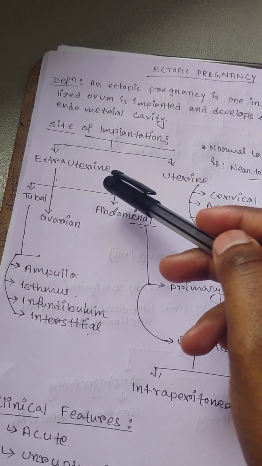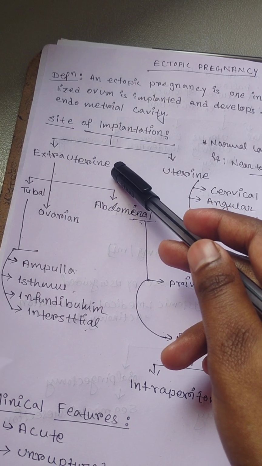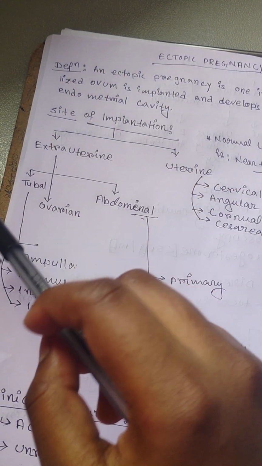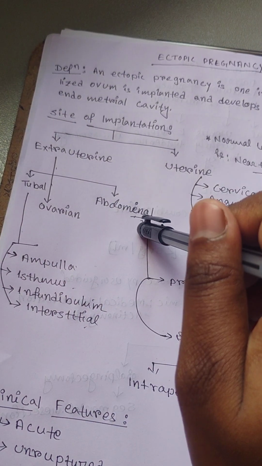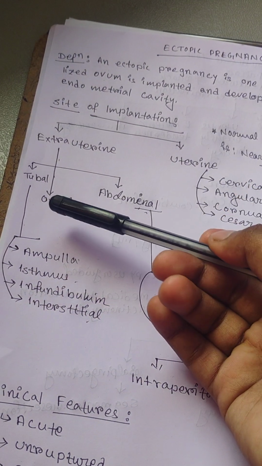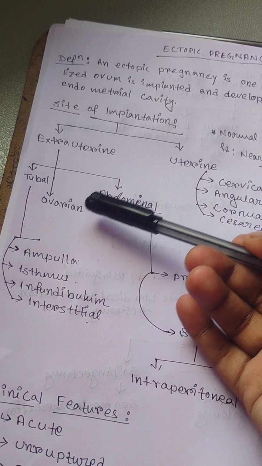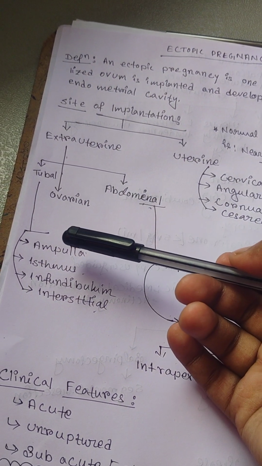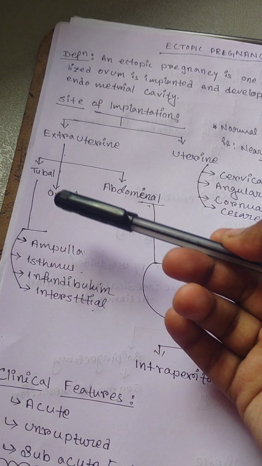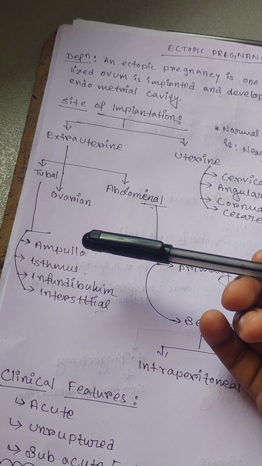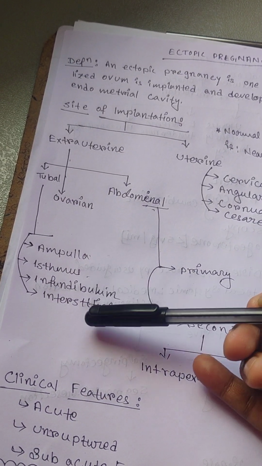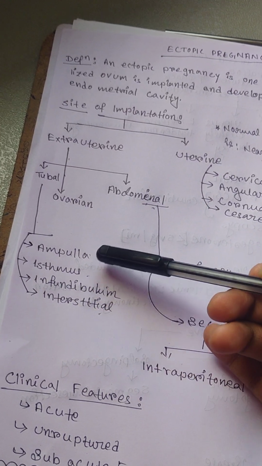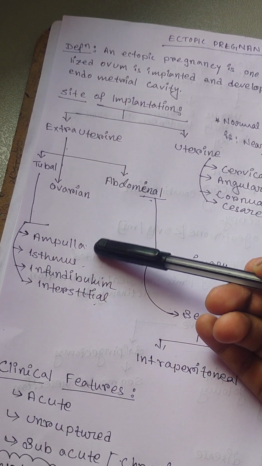First we will learn about the extrauterine sites. Extrauterine is tubal, ovarian and abdominal. Tubal means the fallopian tube: ampulla, isthmus, infundibulum, interstitium. These are all parts of the fallopian tube.